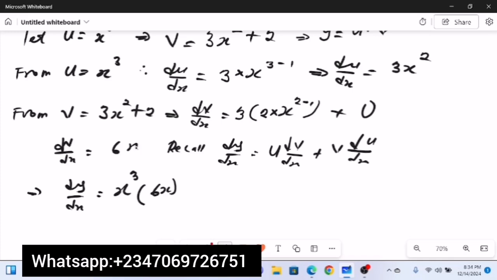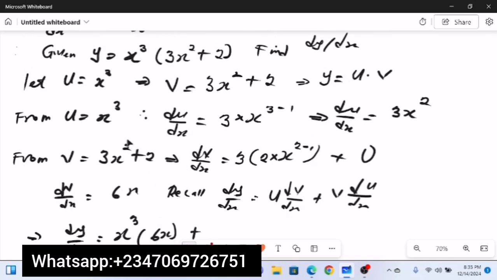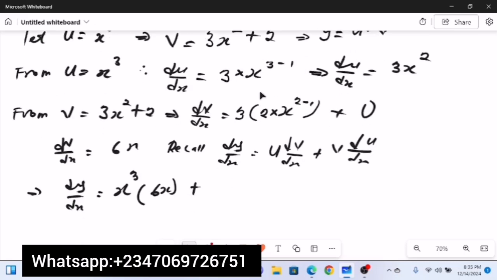Close your brackets, plus now you keep v constant, and not forgetting from here v is simply 3x squared plus 2, so you keep it constant. I have 3x squared plus 2. Now you multiply by the derivative of u with respect to x, and when we differentiated u with respect to x, we had 3x squared over here, so which means to multiply through by 3x squared. So multiply by 3x squared.